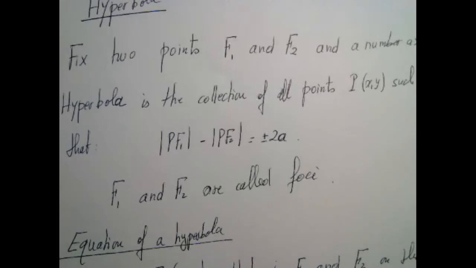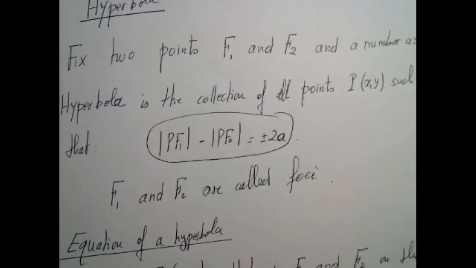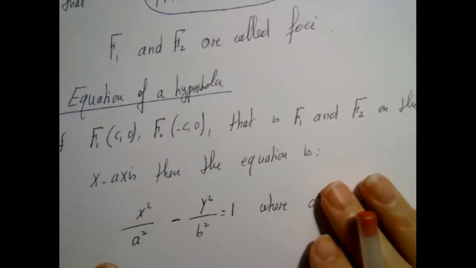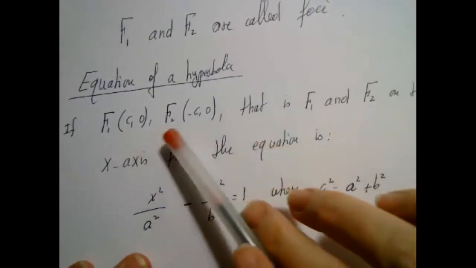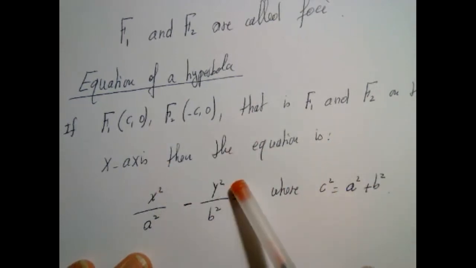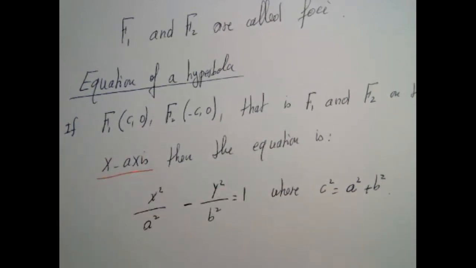So what we're going to do, I'm just going to give you the equation of it. Using this definition, like we did for the ellipse, we can derive an equation exactly like we did for the ellipse. I will just give you the equation and we study the equation instead of deriving the formula. If the points F1, F2 are on the x-axis, then the equation is going to be the following. I will tell you what happens on the y-axis.